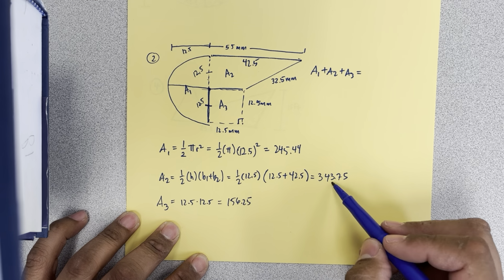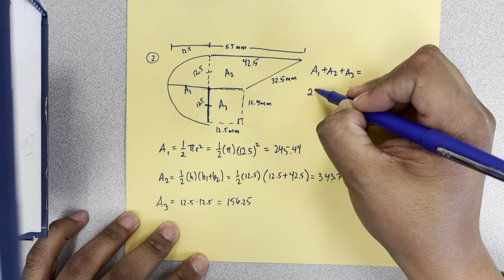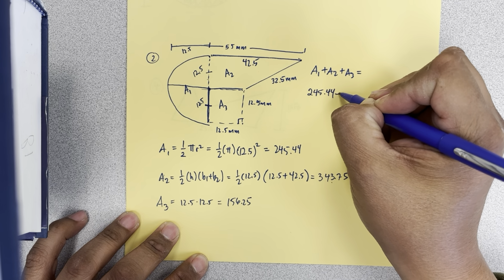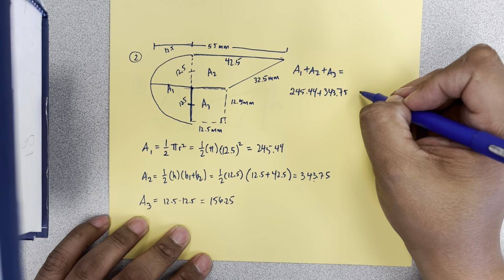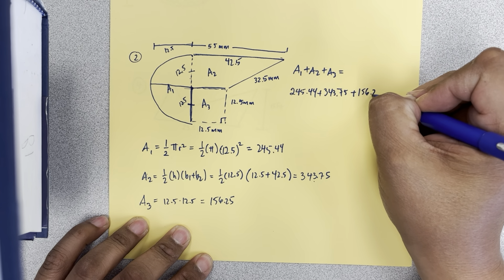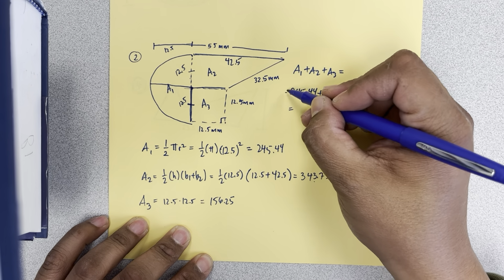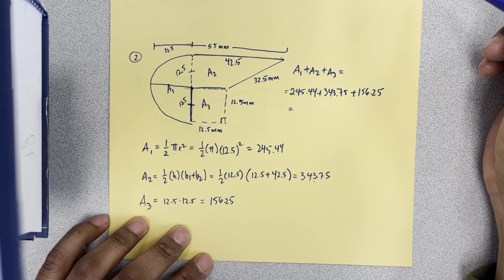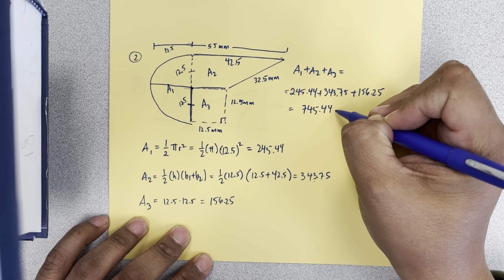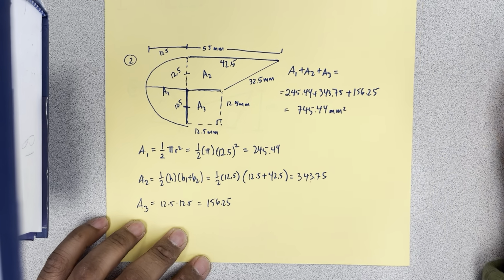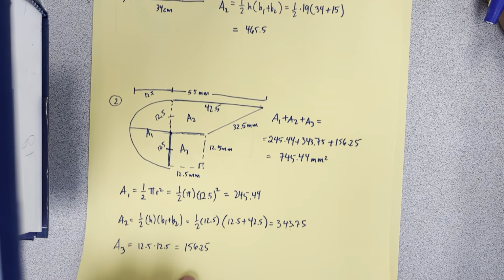So when we add all these up, it's going to be 245.44 plus 343.75 plus 156.25. Well, that ends up equaling 745.44 millimeters squared, okay? So that's how you work this one out.